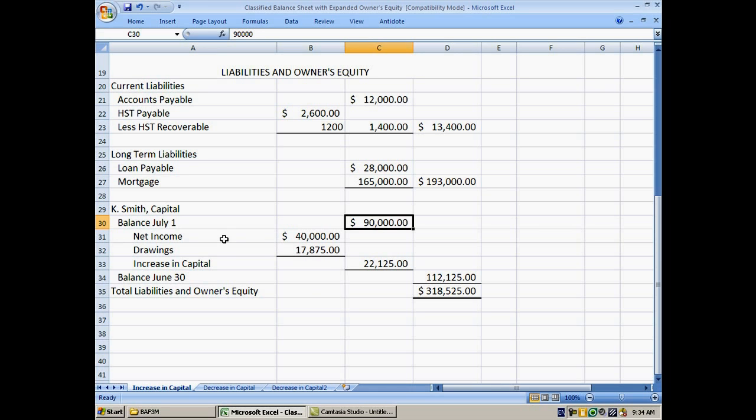Then we have, in this case, net income of $40,000, from which we have to take away drawings, the money that the owner withdrew from the business. And overall, we have an increase in capital. So here we're going to add that to our beginning balance in our capital account to find our new balance on June 30th of the following year. Okay, so for our total, we add up all of our liabilities and owner's equity to balance our sheet.